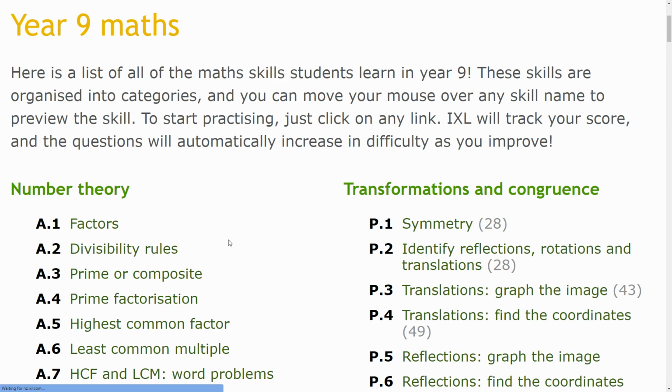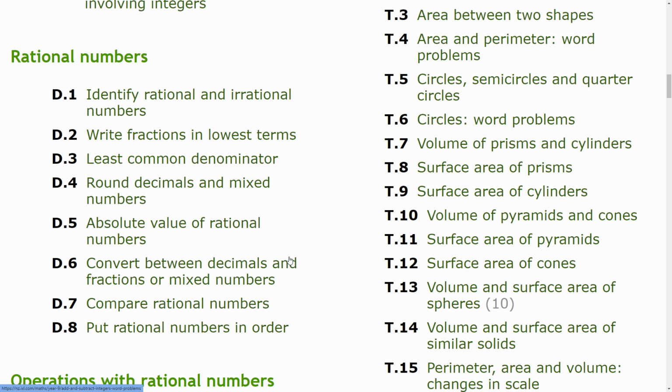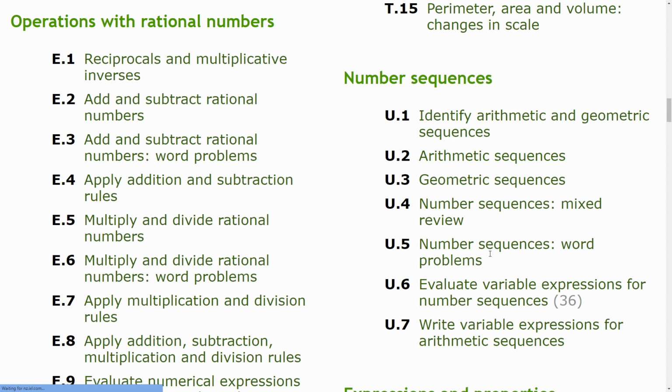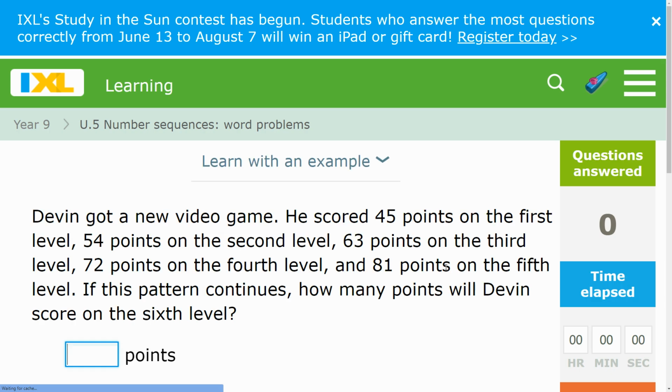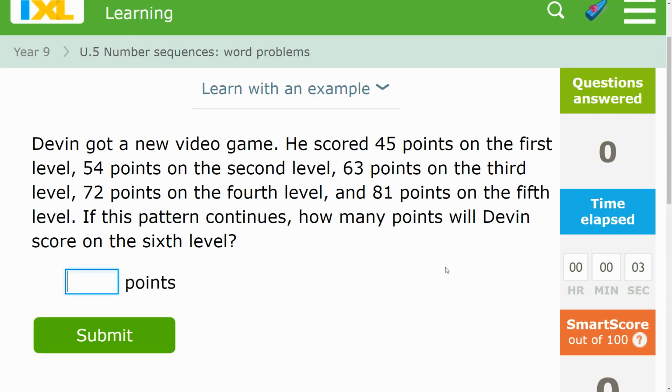All right, let's go to U7 now, or U5, just to make sure that we understand a little bit of reading when it comes to number sequences and a little bit of word problems. Reading is very important. Let's have a look at one question from here. Have a read on this question and then type your answer that you think is correct.